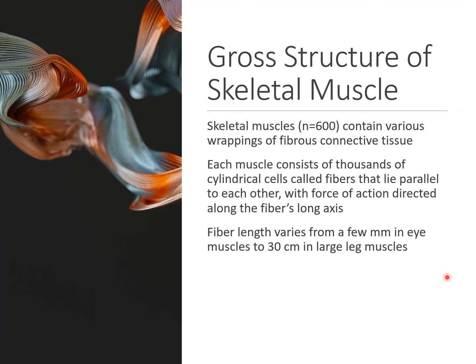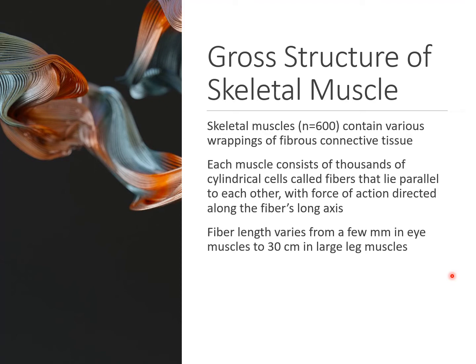There's about 600 muscles in our body. They can range from the small muscles of our eyes that we use to move the eyeball around to the bigger muscles like our glutes and our quadriceps in our legs. And they contain various wrappings of fibrous connective tissue. Each muscle consists of thousands of cylindrical cells called fibers that lie parallel to each other with a force of action directed along the fiber's long axis.